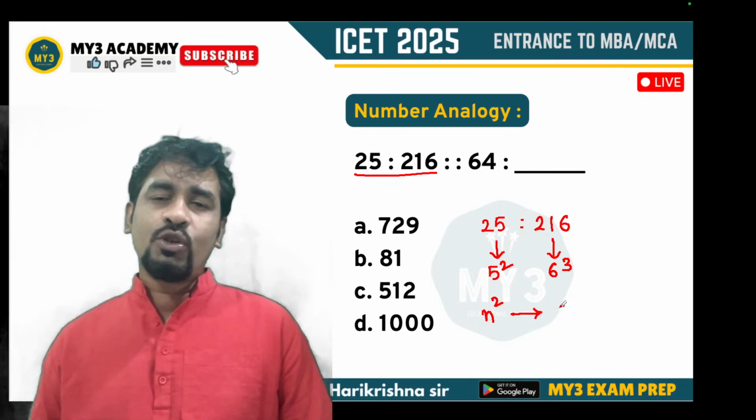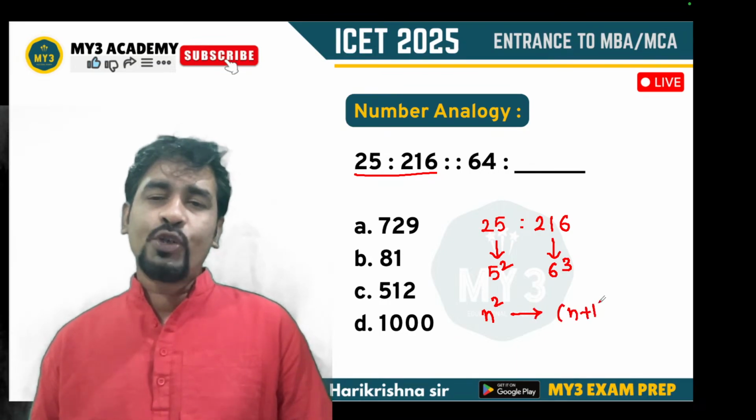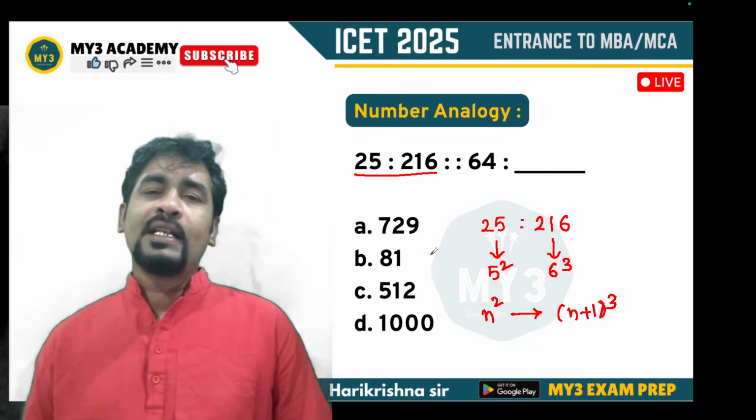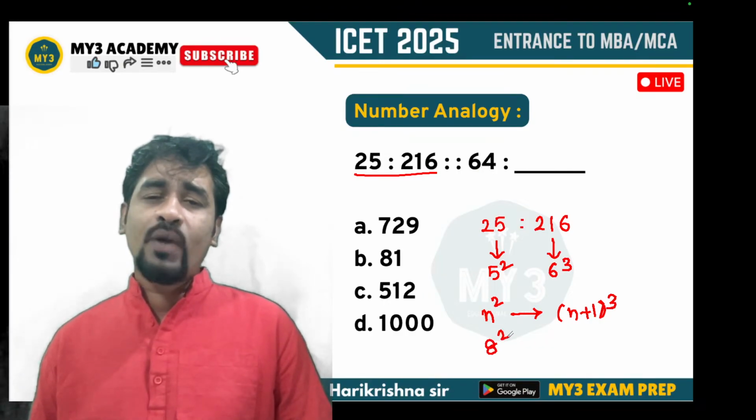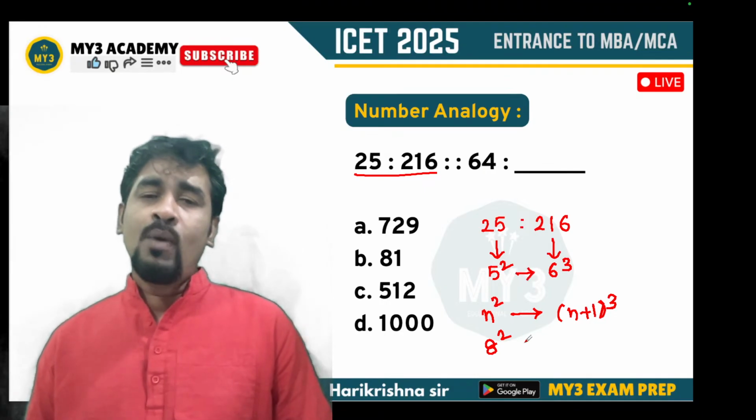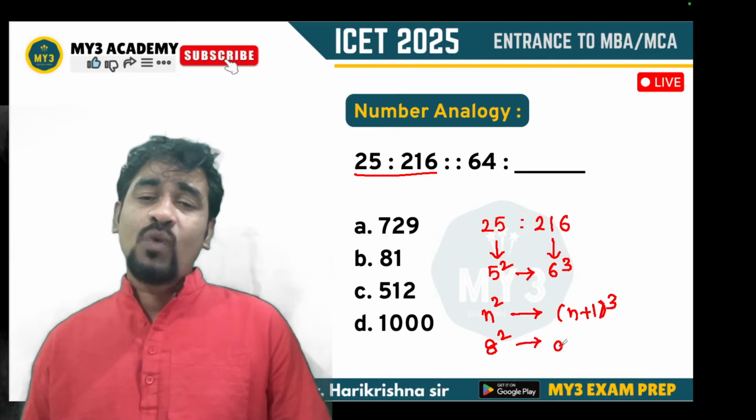n square turns to be n plus 1 whole cube. 5 square is 6 cube. In a similar way, how can we write 64? 64 is going to be 8 square. If 5 square is 6 cube, then 8 square will be 8 plus 1, 9 cube.